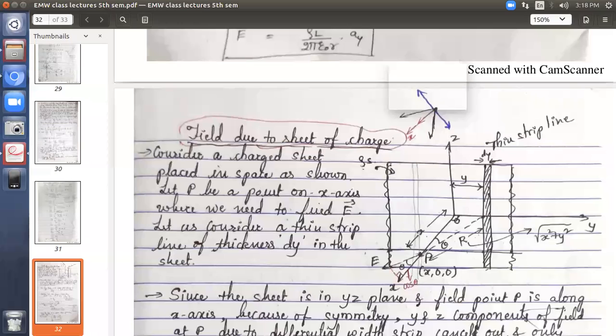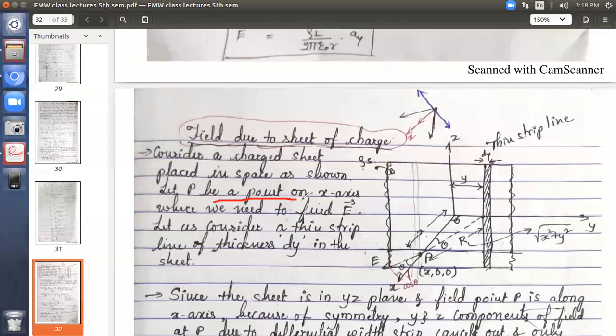Now I hope you know why it is on the X axis only: the sheet which we have placed is in the YZ plane, so the third axis remaining is X only. So the point P is on this X axis. This is the observation point.